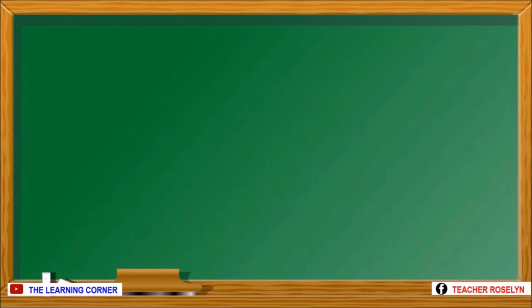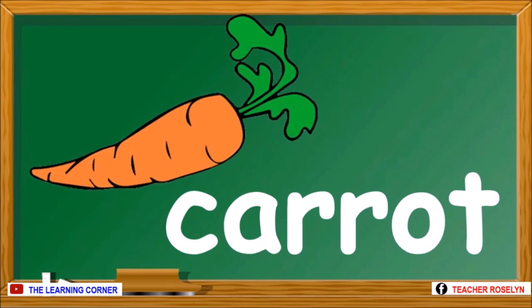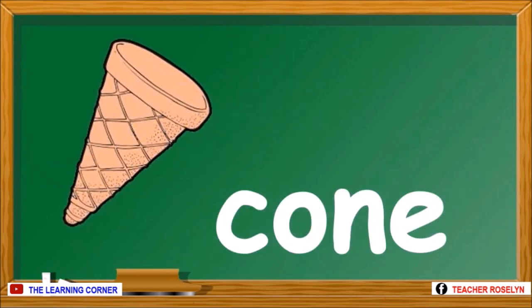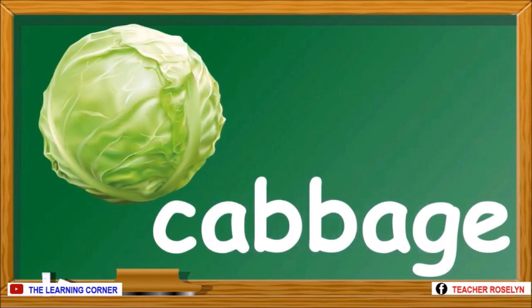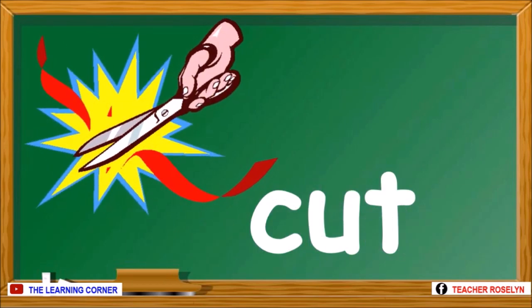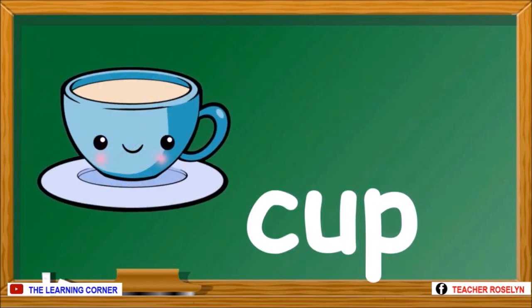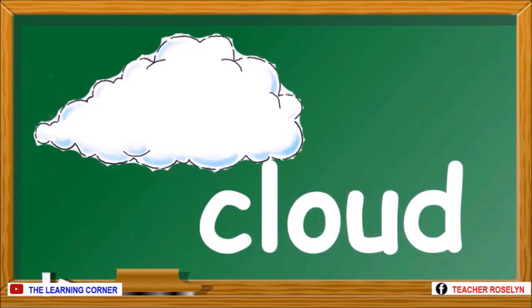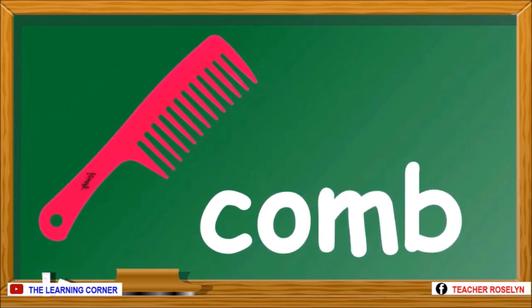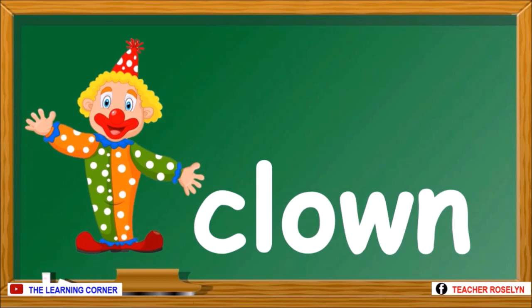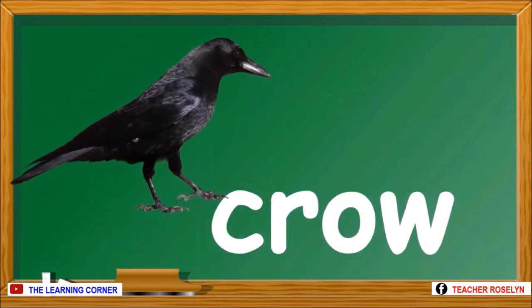Now, let us discuss the things that begin with letter C. Carrot. Cone. Coin. Cabbage. Cut. Cup. Cloud. Foam. Clown. Grow.